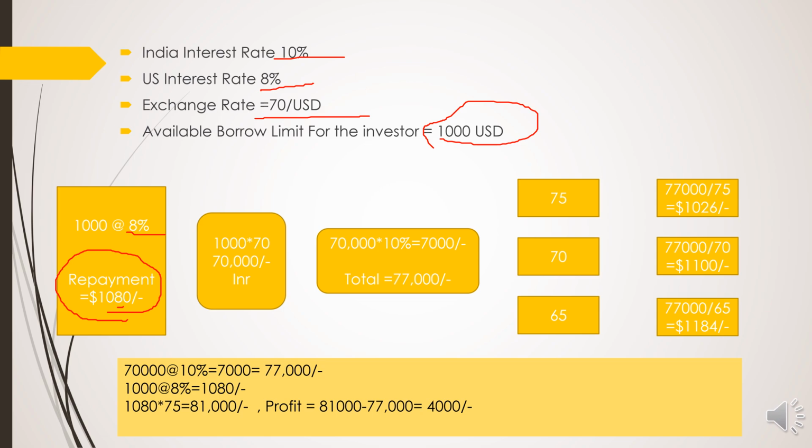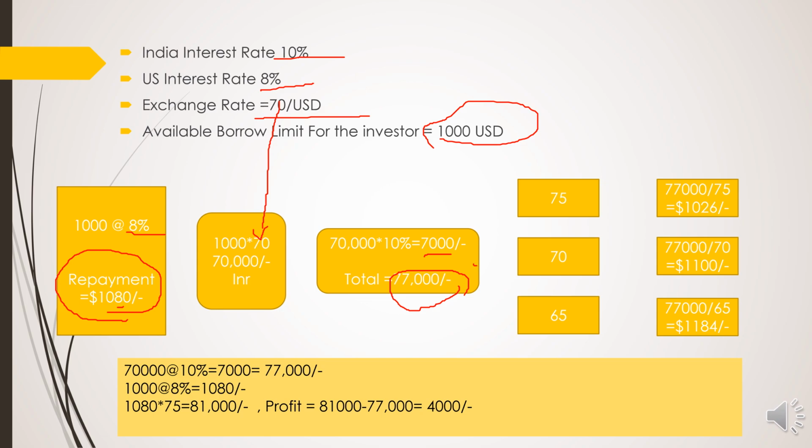Now once he gets his $1,000, he immediately converts it at the given rate, and he gets 70,000 rupees in hand, and thus he deposits this amount, and it earns 10 percent. So annually it comes to 7,000. So the total amount he'll be left with after 1 year will be 77,000 by the end of the year. Now he needs to convert this back to US dollars so that he can pay off the borrowing.